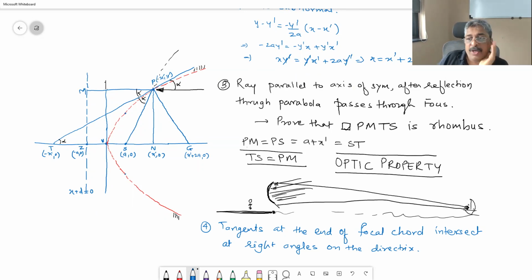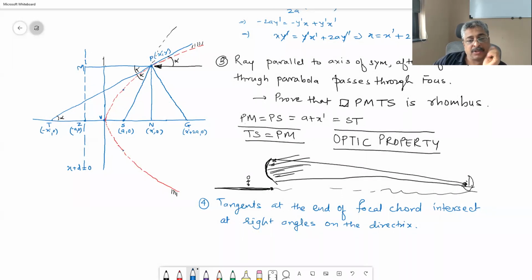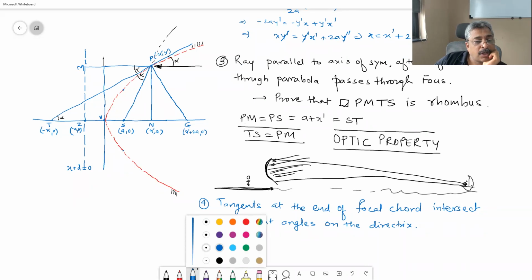Now we have done this algebraically in the first lecture. Now let me just modify the diagram. Because it is a focal chord, it is supposed to get extended here like this. This is our P dash.